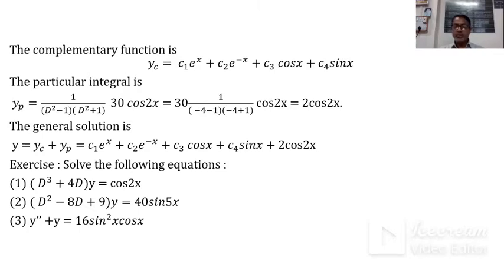These are the examples, the exercise. You solve these examples. Try the third example properly. Okay. Now we stop our today's lecture.